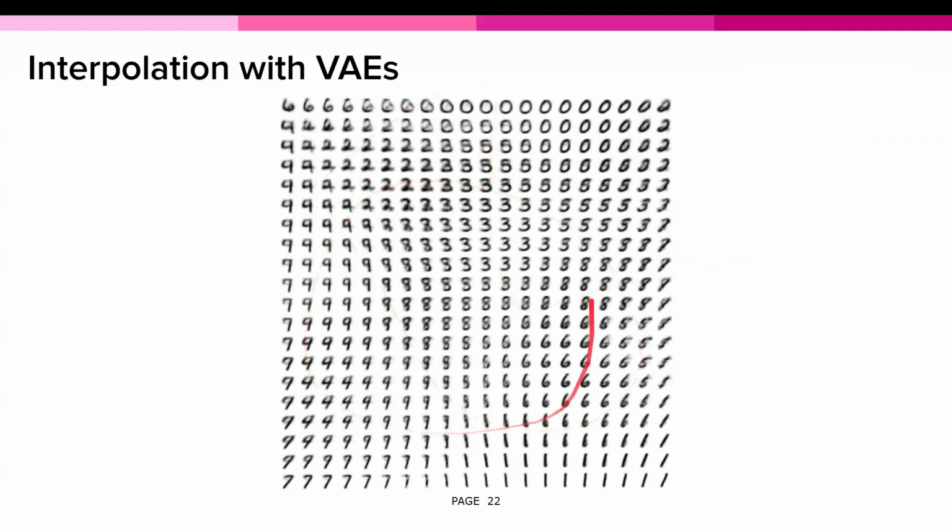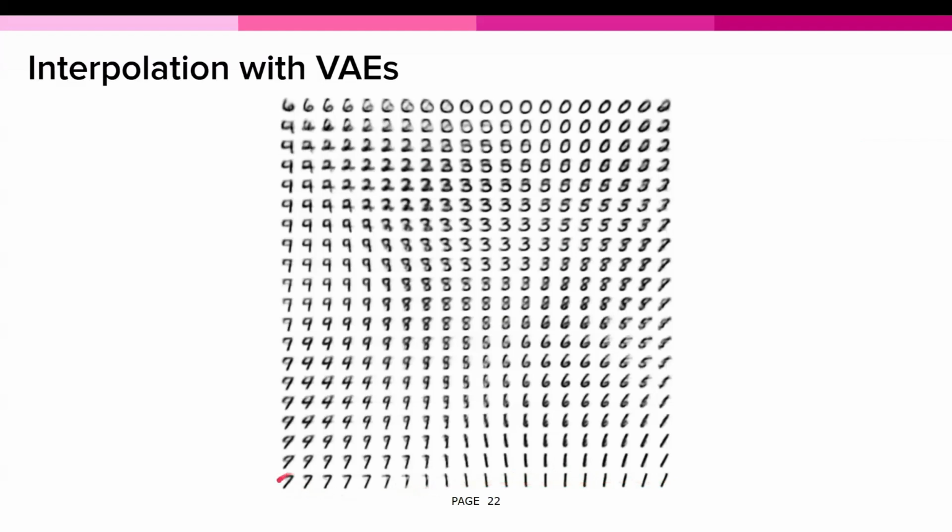So this image here illustrates interpolation with a VAE trained on the MNIST data set. Interpolation is performed by selecting 2 points in the learned latent space corresponding to 2 different digits, and then linearly blending between them. And as you move along the latent space between these 2 points, the VAE decodes intermediate points into meaningful, smooth transitions between the digits.